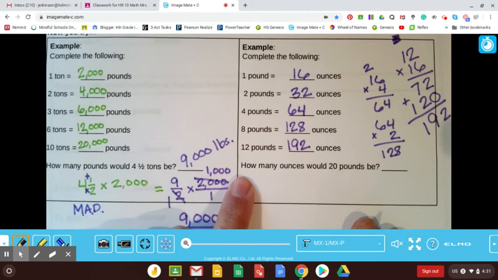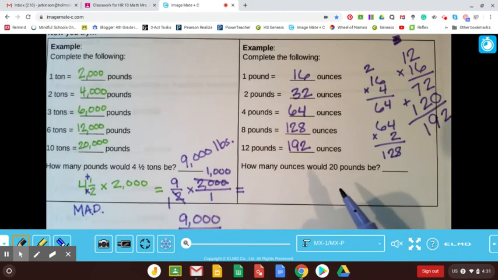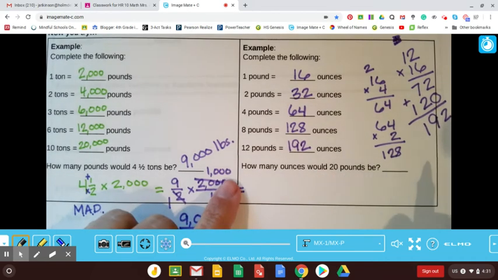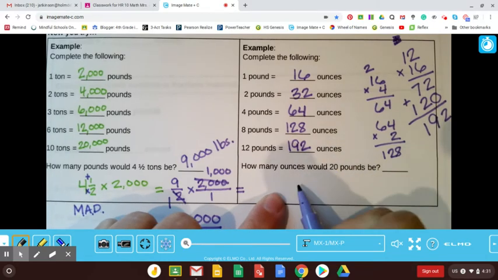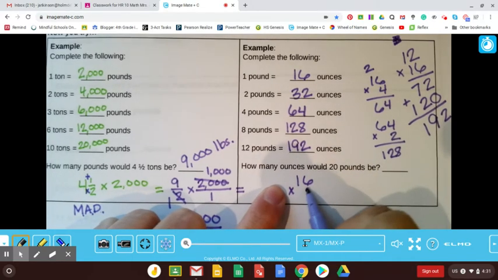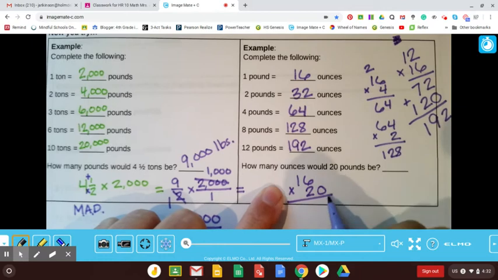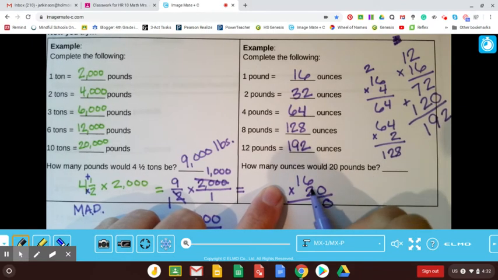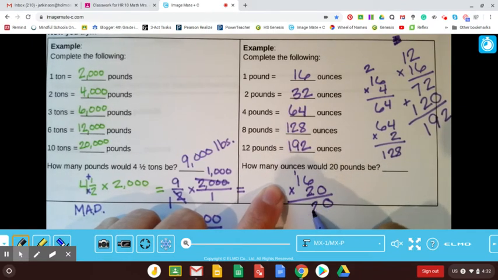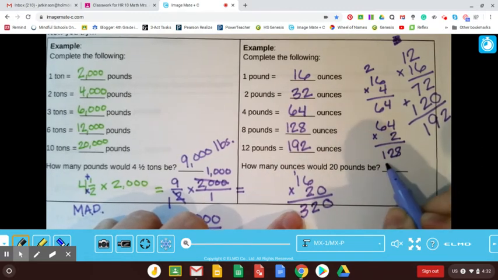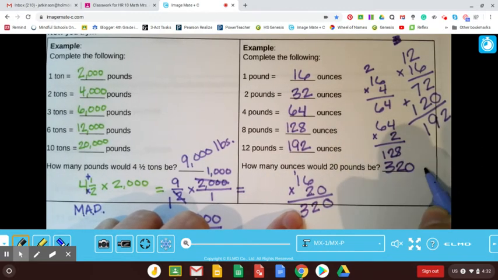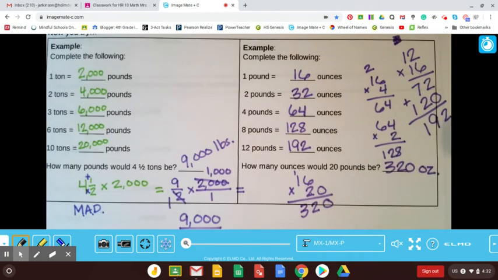Okay, and the very, very last question, how many ounces would 20 pounds be? So for this, we're multiplying 16 times 20. I'm going to use the cliffhanger method. Hang that 0 off the cliff. 2 times 6 is 12. 2 times 1 is 2, plus 1 is 3. So it would be 320 ounces.